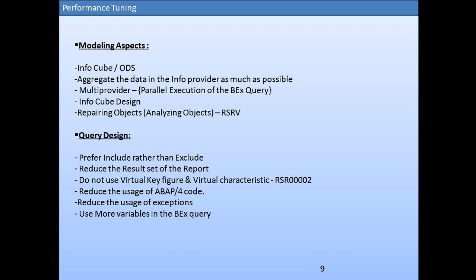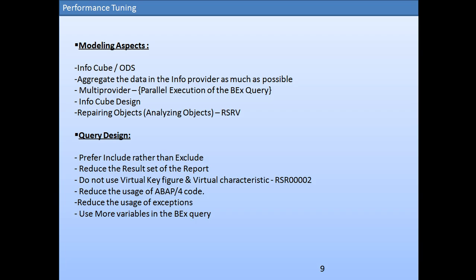Next, reduce the result set of the query as much as possible. The concept is that at least in the initial view of the query there should be fewer records. Then later let my user drill down on top of it. How can you reduce the result set of a query? He says I'll put more into free characteristics. Obviously the result set will be reduced. Later let my user drill down on what he needs.